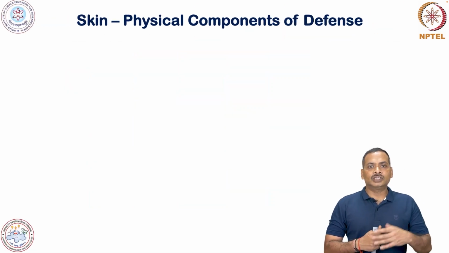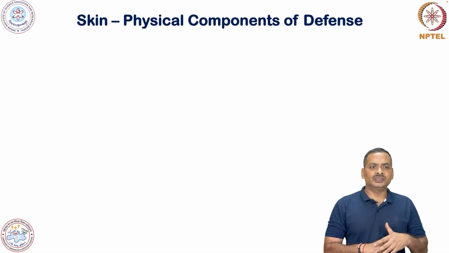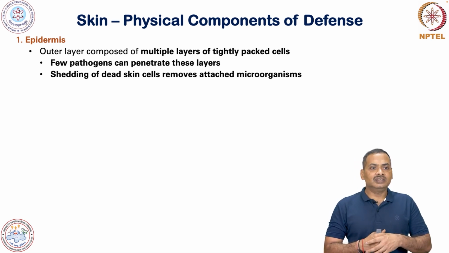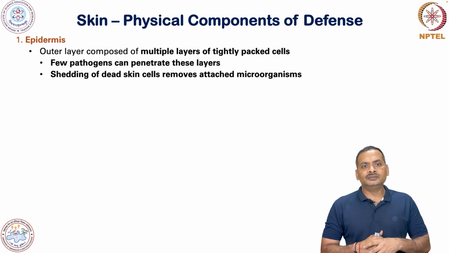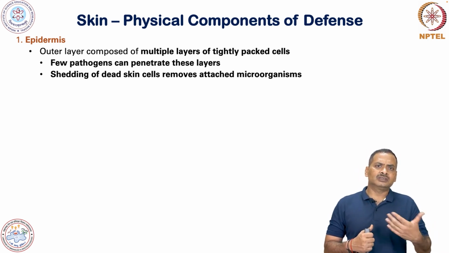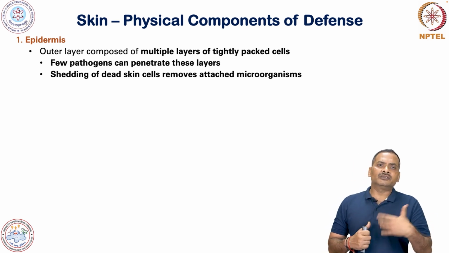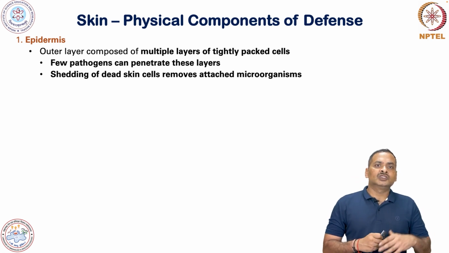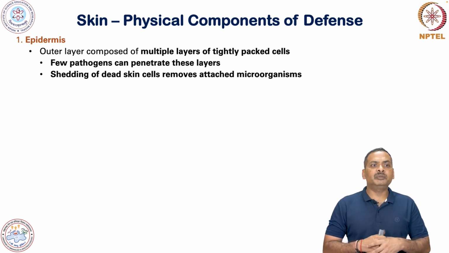Now, I will talk about the skin in more detail, as a physical component of defense. Here you can see that there are multiple layers of tightly packed cells, which basically do not allow the entry of pathogens. And this skin keeps on shedding off. Dead skin cells keep on falling off, and if some microbe attaches, then that will also be thrown out. So in that way this is giving protection, and this is mainly in the epidermis.